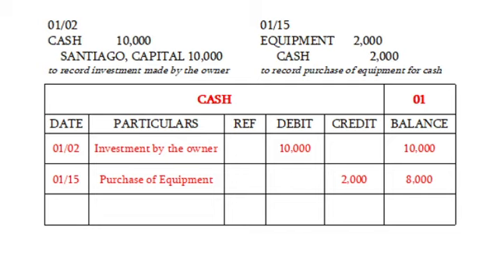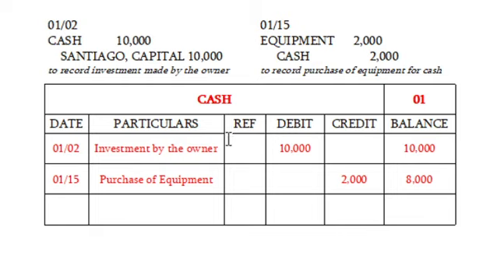Then, since yung ating cash sa ating journal entry is naka-debit, so dapat i-debit din natin yung amount. Ito siya, 10,000. Tapos, yung balance, 10,000. The next transaction is purchase of equipment for cash. So, we debited equipment and then we credit cash kasi bumili tayo ng equipment.